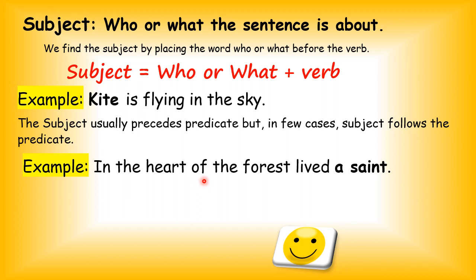In the heart of the forest lived a saint. Who lived in the heart of the forest? Saint lived in the heart of the forest. So children, here we can see the subject. We are talking about a saint. So a saint is our subject. It is coming after the predicate. Is it clear, children?